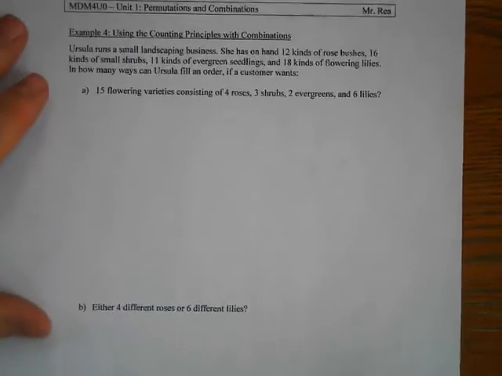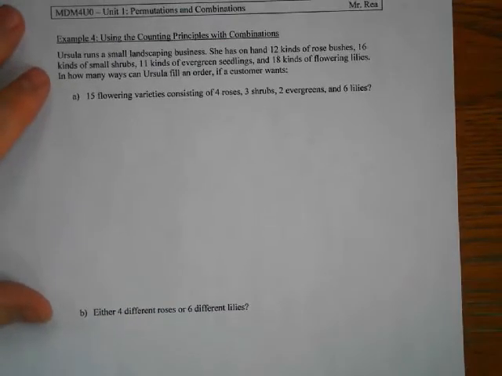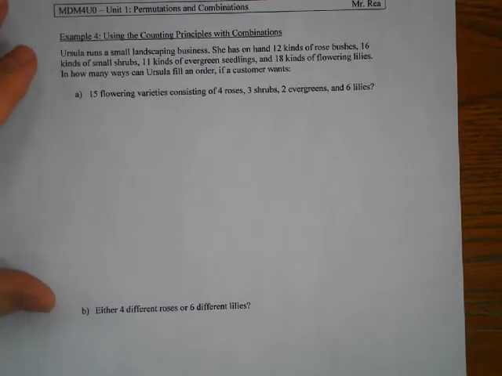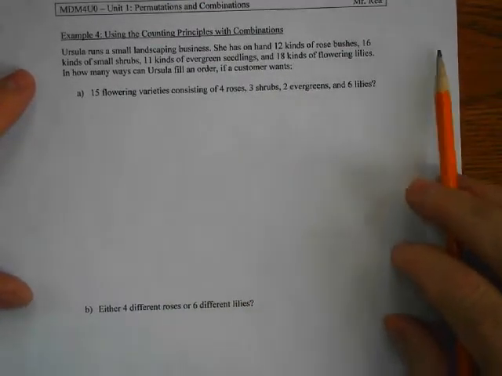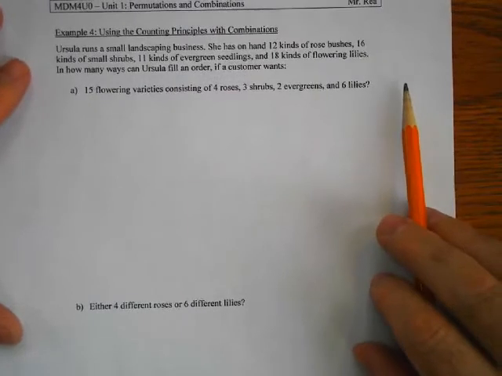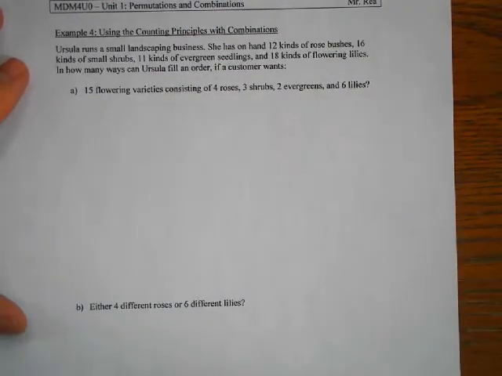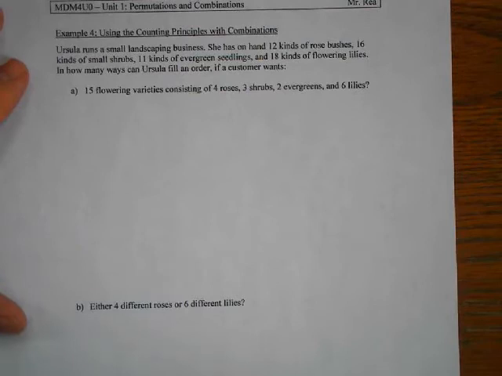All right, last page here. We've got an example where we're going to start using some counting principles. So if you remember, the counting principles are additive and multiplicative. So let's see how that works. For this, Ursula runs a small landscaping business. She has on hand 12 kinds of rose bushes, 16 kinds of small shrubs, 18 kinds of evergreen seedlings, and 18 kinds of flowering lilies.